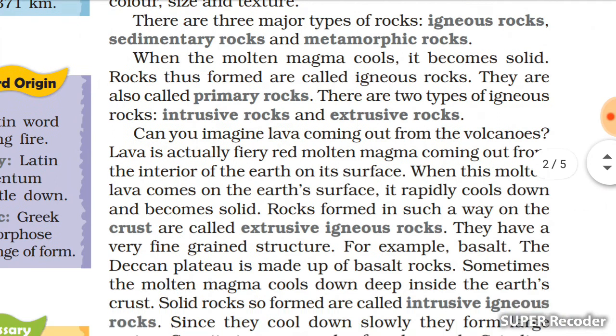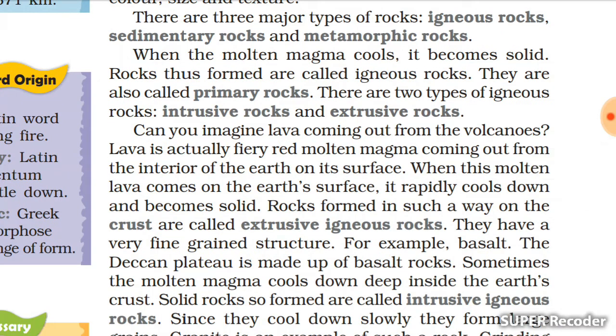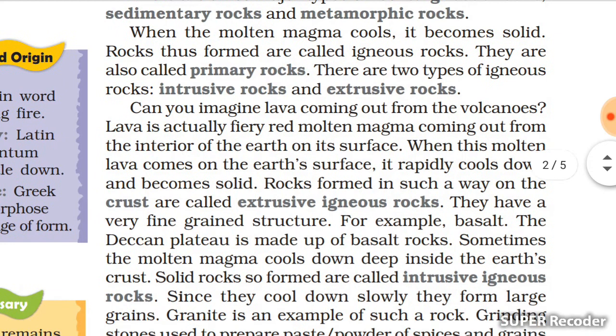When the molten magma, do you know what is magma? Yes, the volcano, when it is heated and the fire liquid comes out of it, it's called magma. When it cools, it becomes a solid, and the rock so formed is called igneous rock. It is also called a primary rock. That is of two types: intrusive rocks and extrusive rocks.